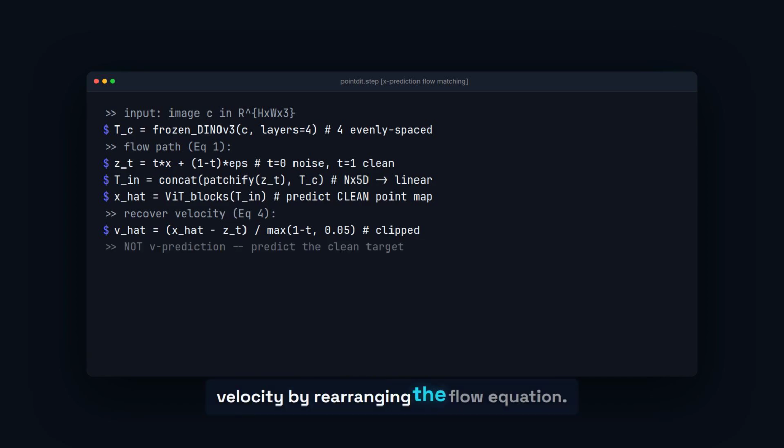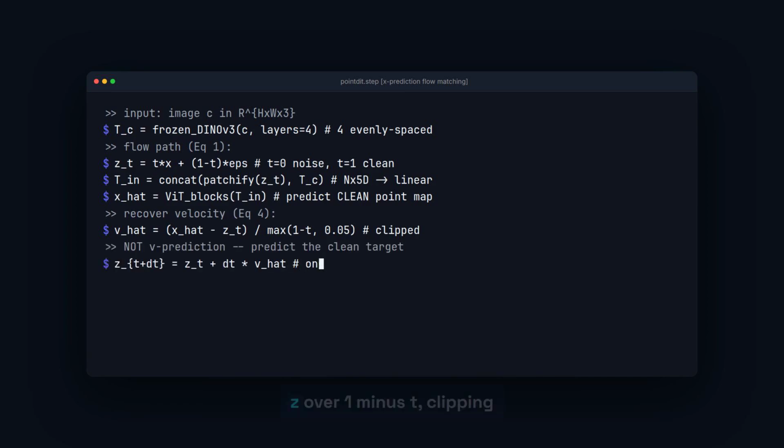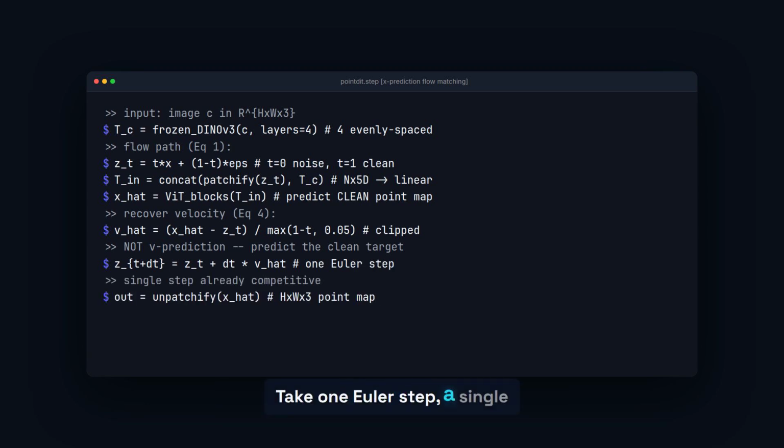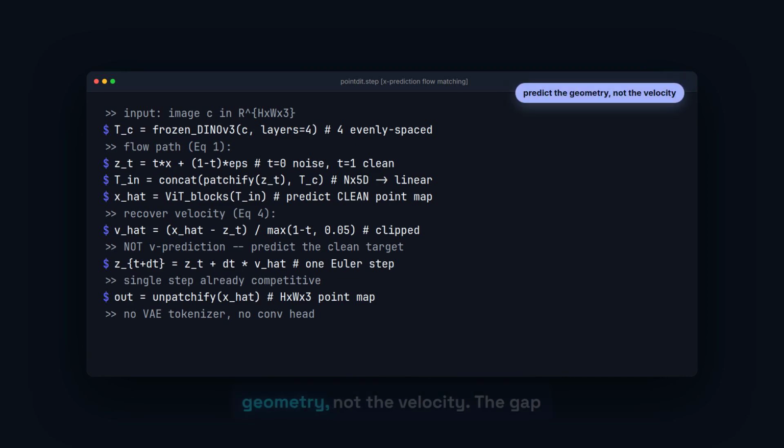Recover the velocity by rearranging the flow equation. V hat equals x hat minus z over 1 minus t, clipping the denominator near 1 for stability. Take one Euler step. A single step is already competitive. Predict the geometry, not the velocity.